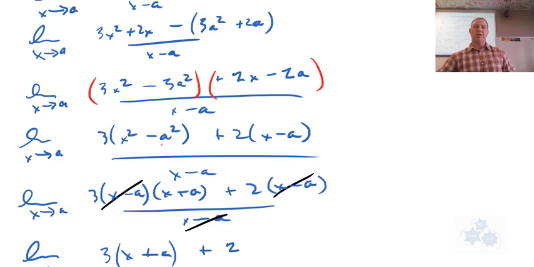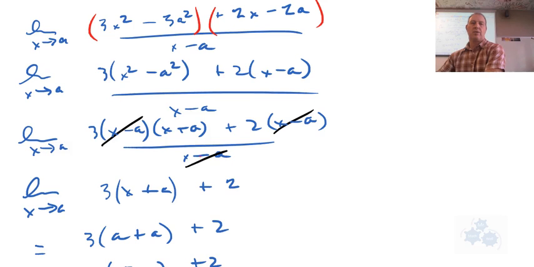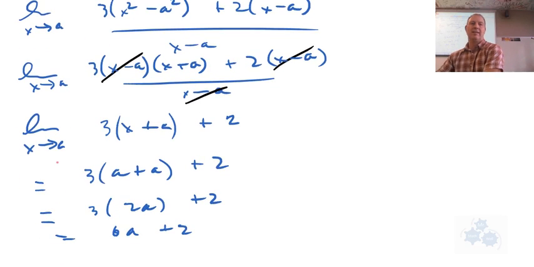There's a difference of squares here. You can factor that further. And then you get x minus a as a common factor on the top and as a factor on the bottom. When x approaches a, that means the x values here become a values. So that's 3 times 2a plus 2, or 6a plus 2. So you can use both formulas there.